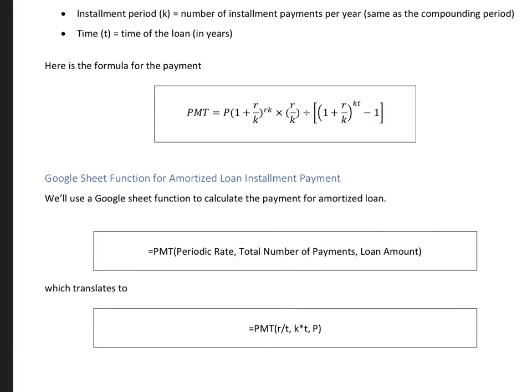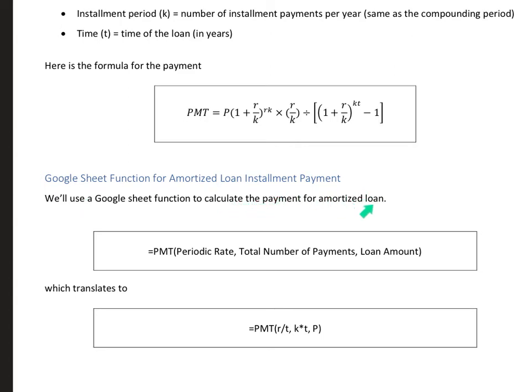Okay, and here is the formula for the payment. Kind of crazy. So in real life, we're not gonna do this much. We'll use Google Sheet. So it's a little crazy, right? I mean, it's doable, but in practice, we'll just use Google Sheet. It makes it so much easier. So, the Google Sheet function for amortized loan installment payment.